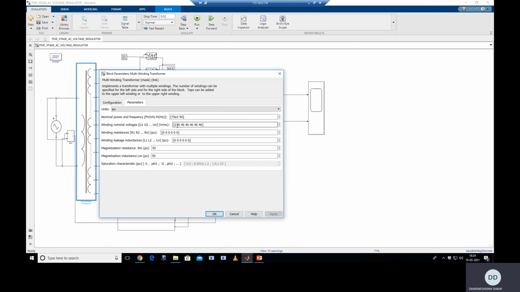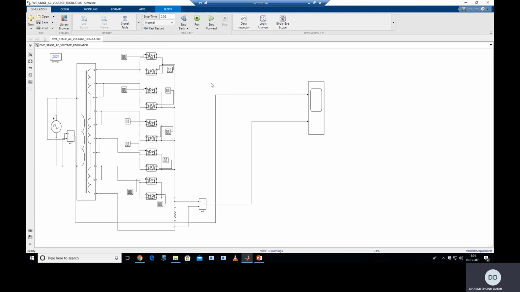Here again I select the ideal transformer, so set the value of winding resistance and leakage inductance of all these windings as 0. Now you can see stage number 1, which is starting from the lower side. This is the first stage thyristor, T1 and T2. First I want to increase the voltage from 0 to 46.